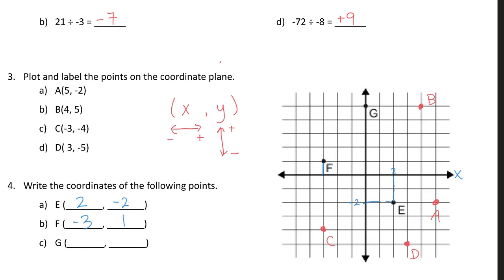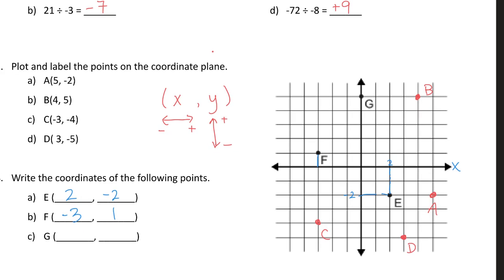All right, my last point is G. So for G, if we're starting at the origin, to get to G, we don't need to go right or left. We need to stay put, which means my x coordinate is going to be 0. We don't move right or left. We just stay put, and then we just have to go up. So it's 1, 2, 3, 4, 5. Since I went up, it's going to be a positive 5.